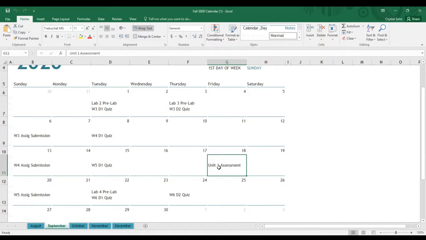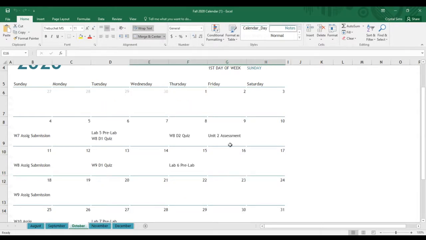Also, your assessments are on there. So you see your Unit 1 assessment is due September 18th. And most of these are going to be due on Friday, so just make sure you're aware of that Friday deadline because it's a little bit different than the deadlines for some of your other assignments.